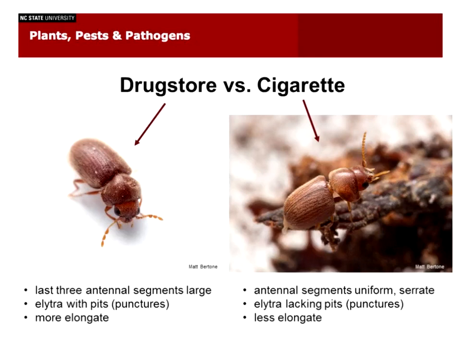Basically, the drugstore beetle is a little bit more pill-shaped and elongate, whereas the cigarette beetle can actually tighten up into almost a ball, but is a little less elongate.